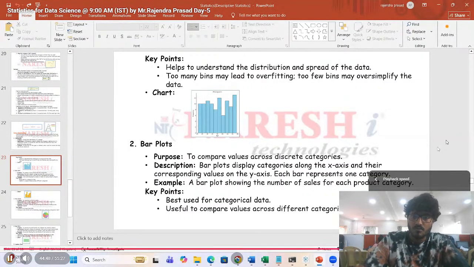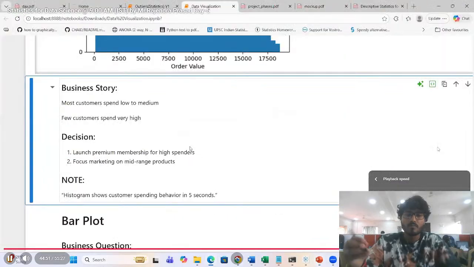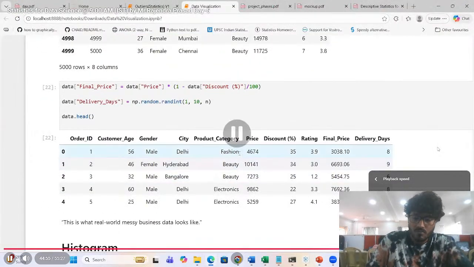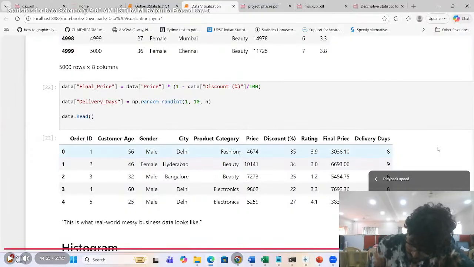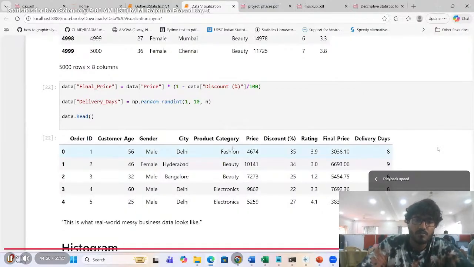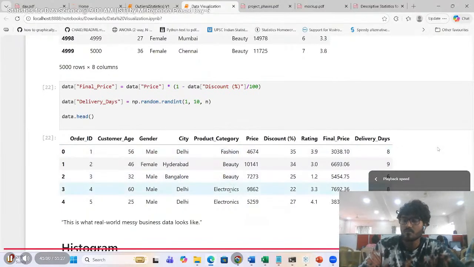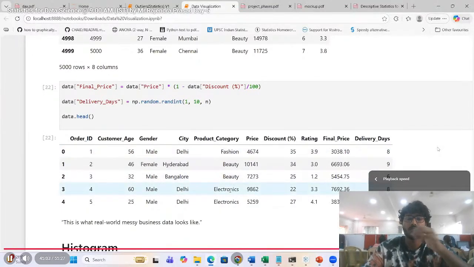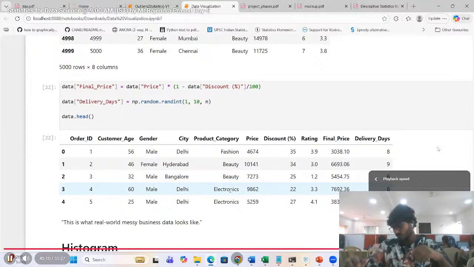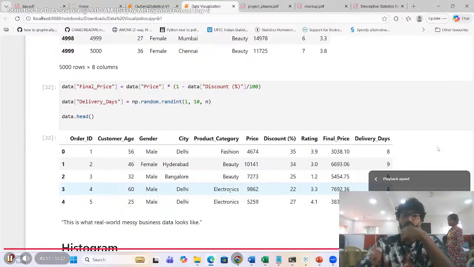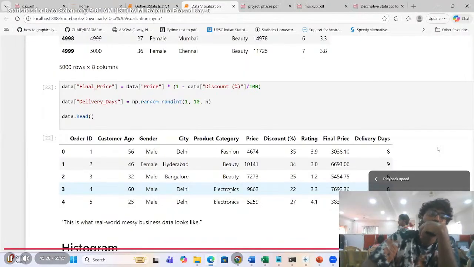What is a univariate chart? Okay, you go to the data. So what do you see here? Product category: fashion, beauty, electronics. I wanted to see majority of the people are buying which category product. You get my point? I wanted to see, out of these product categories, which product category is giving me more revenue, or which product category has the highest number of customers.